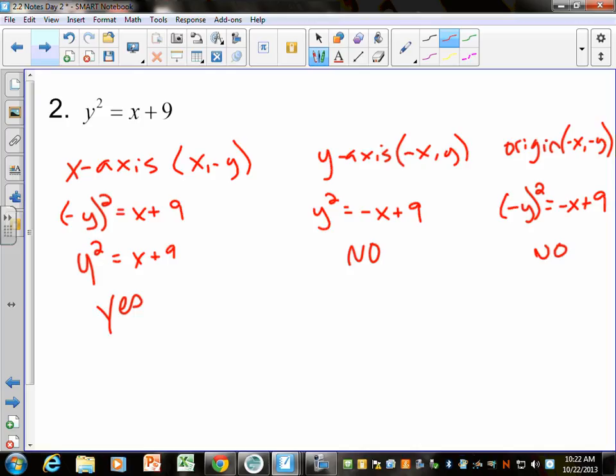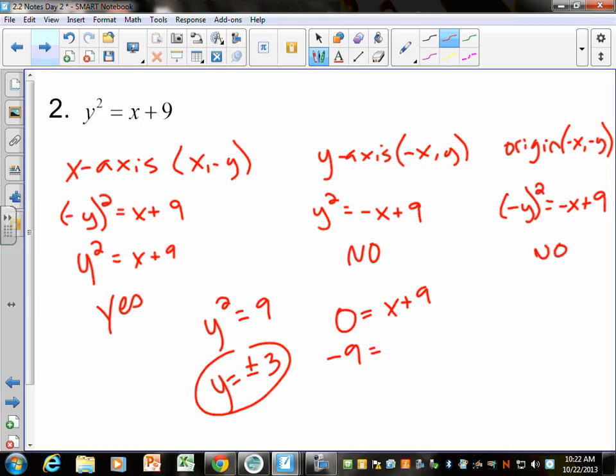I think we're also supposed to find intercepts on this. Yeah. So to find my y-intercept, I'm going to make x 0, so that's going to be y squared equals 9. Square root, I would get plus or minus 3. That kind of makes sense that it's symmetric with the x-axis if you have two y-intercepts because it's going to flip over. And x would be 0 equals x plus 9. So is that just negative 9 equals x? Okay with that? Let's do one more of these.